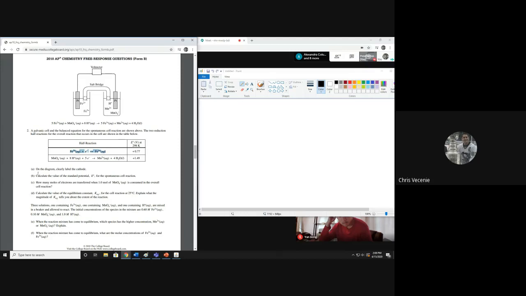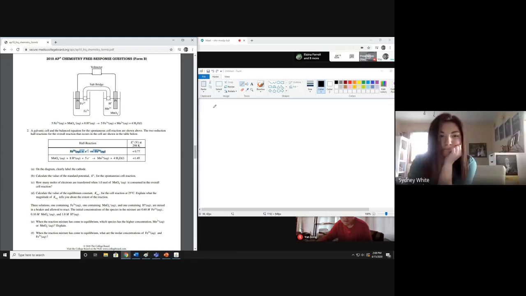All right, so it says on the diagram, clearly label the cathode. All right, so trying to jump around, pick your brains a little bit as we go through. Sydney, I think I saw your face when I logged in. Are you with us today? I am. Wonderful.